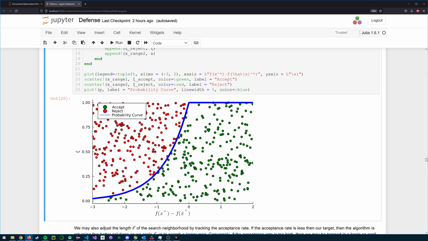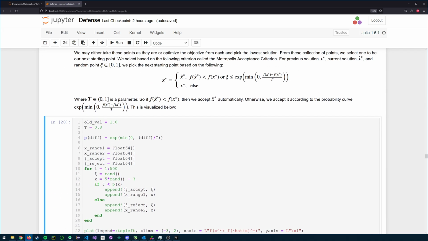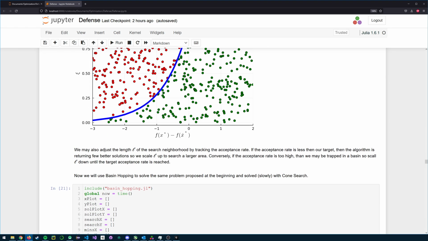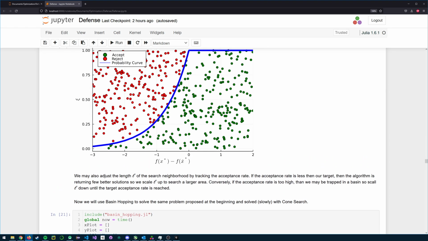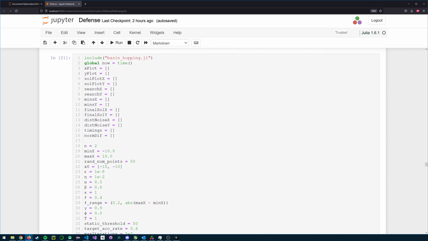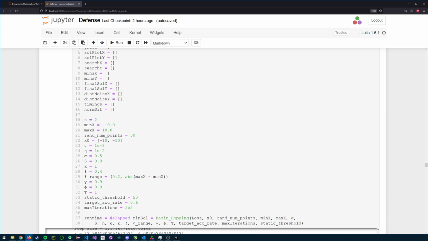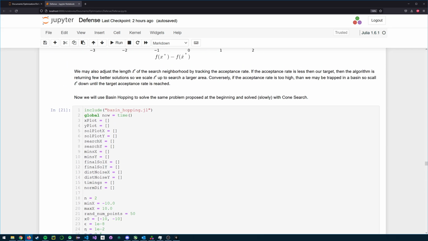You can obviously adjust the steepness of this curve by adjusting the t parameter right here. So that's an overview of what basin hopping is doing, and there are much more sophisticated implementations of this. But my implementation still works quite well, and I'm going to showcase that here. This is just initialization. You can see there's a lot of parameters. Basin hopping has a lot of parameters.